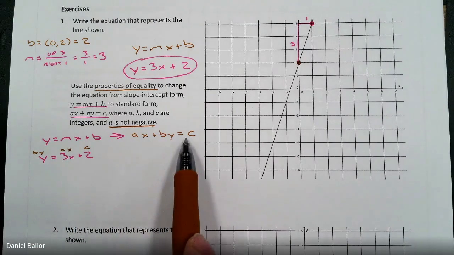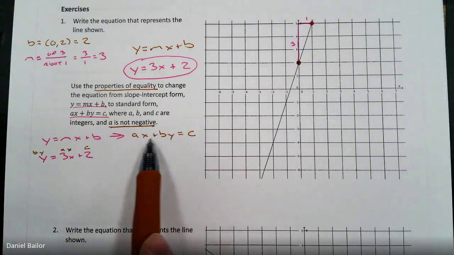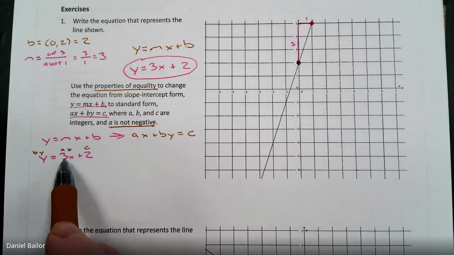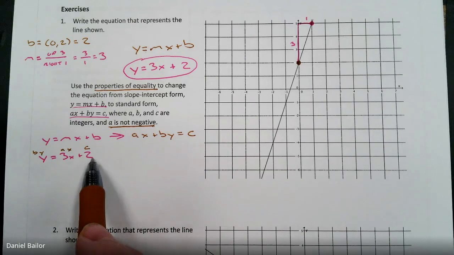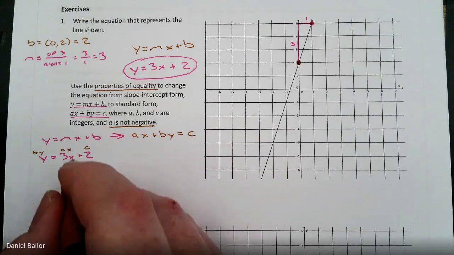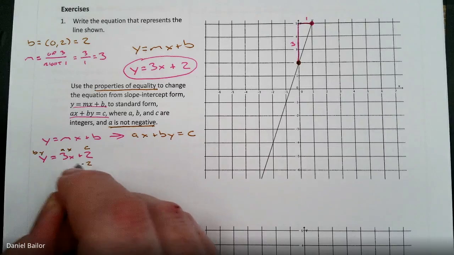Well, we want c by itself and x and y together, but we want a to be positive. So a is already positive. So a does not move. The 3x does not move because it's already positive. So that means we have to move the y over here and the 2 over here. Let's start with the 2. Let's do minus 2 on both sides.